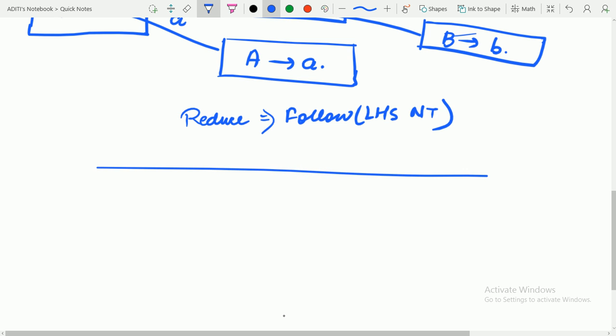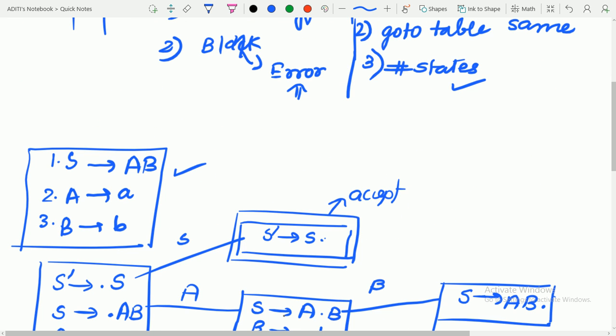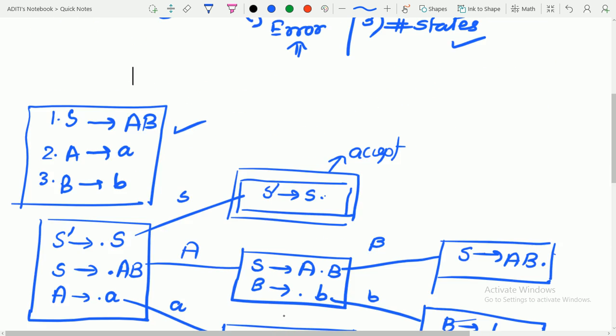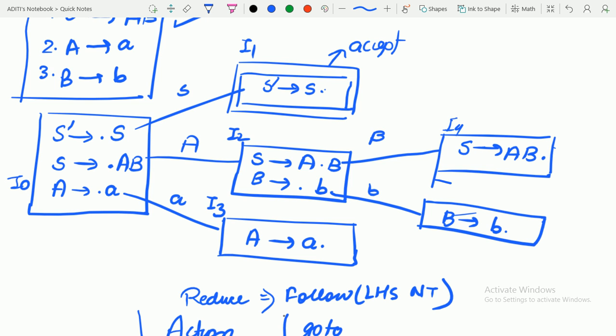The entries are the same, that is, the action table and the goto table will also be the same. And the number of states, let's number the states first. The states were, I am numbering them level by level for convenience. This is the first level, I0, then I1, I2, I3 on the second level, and I4 and I5 on the third level. So we have got 6 states, I0 to I5.